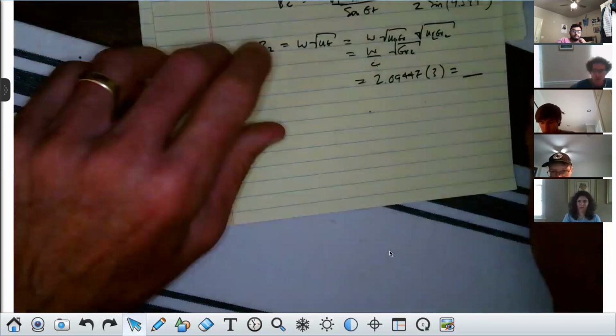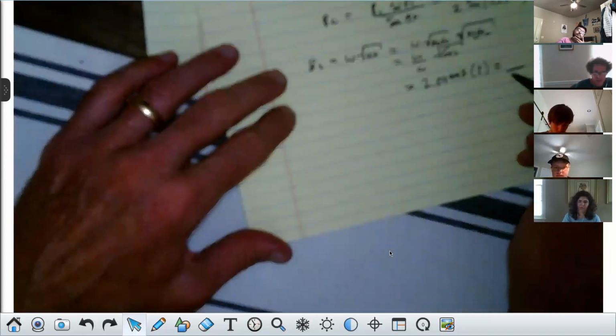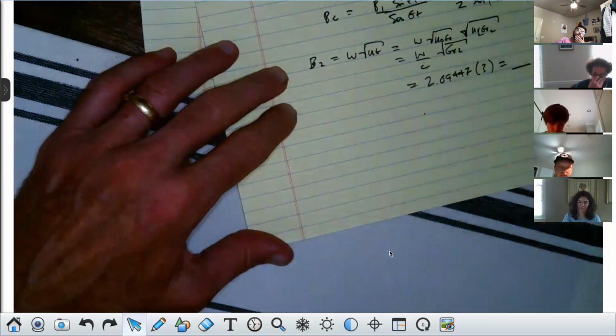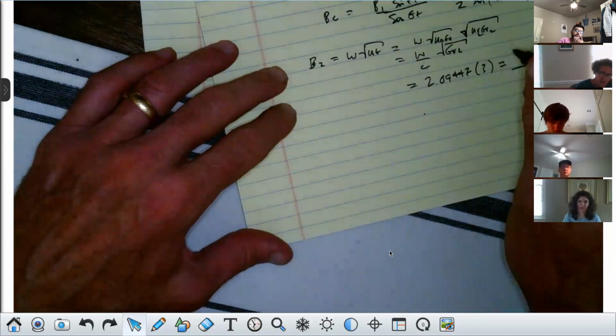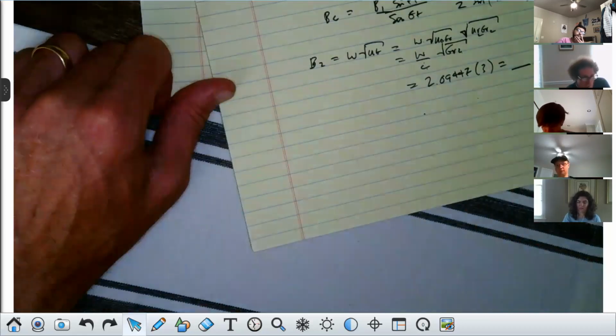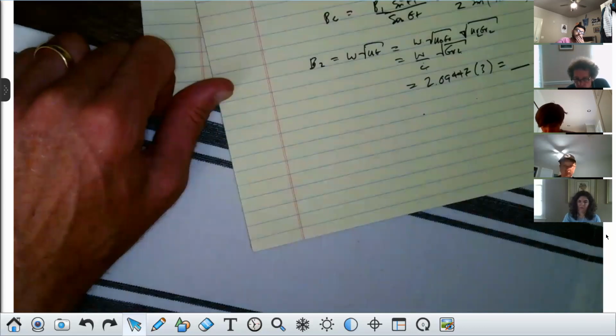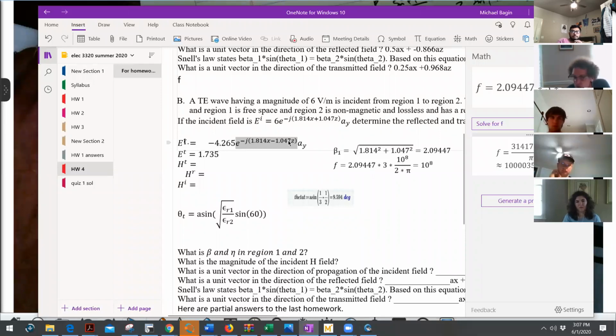Now to get the angle, the incident angle or the transmitted angle. First, we'll get the incident angle. If we look at the actual problem, it has this right here, right? Can you all see that right there? Now that's a vector, and I'm going to draw it for you.